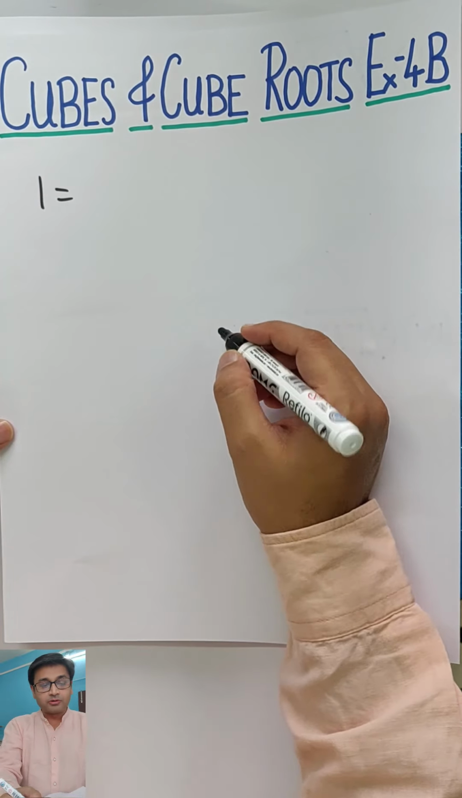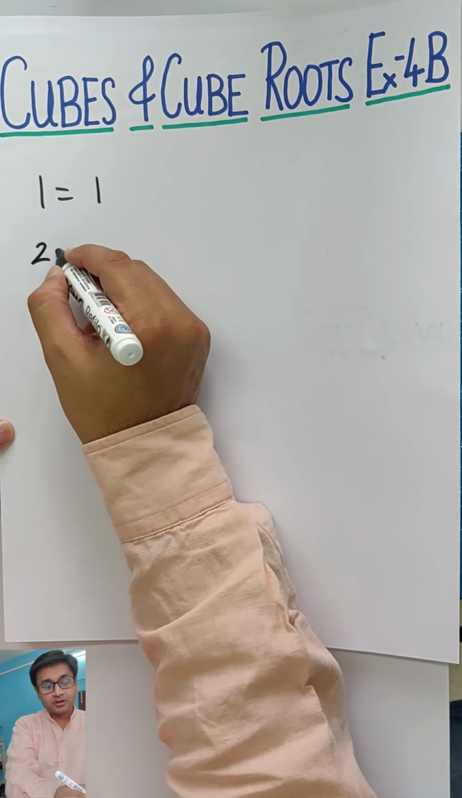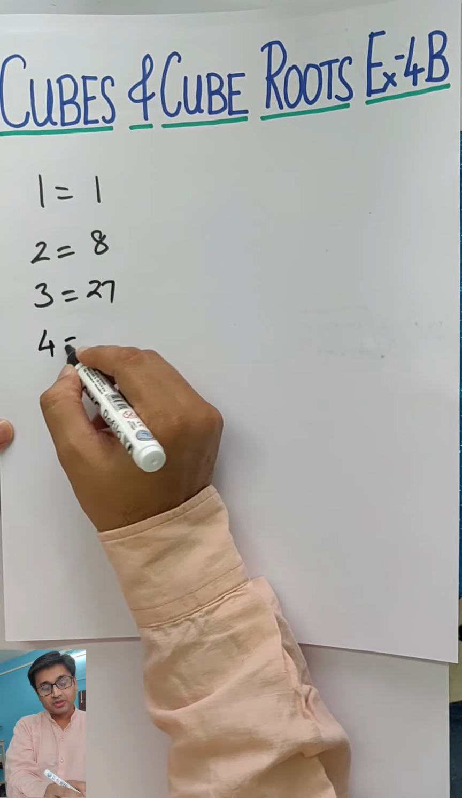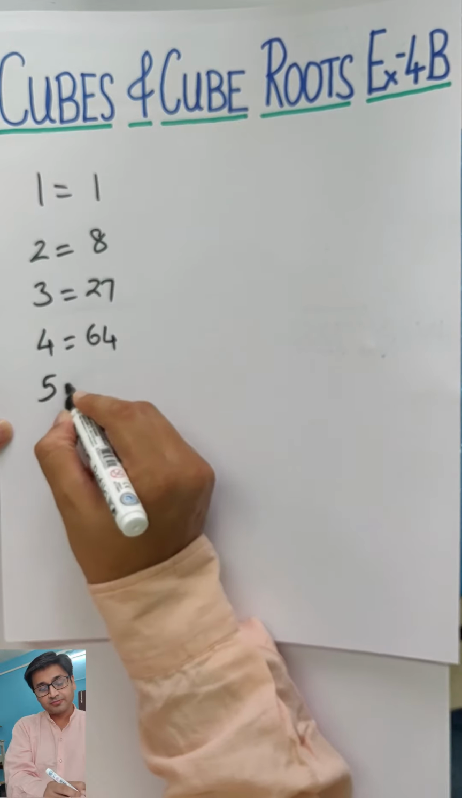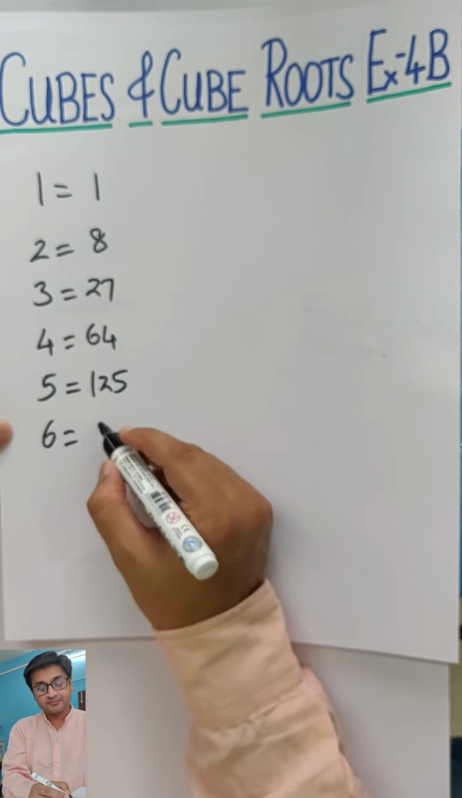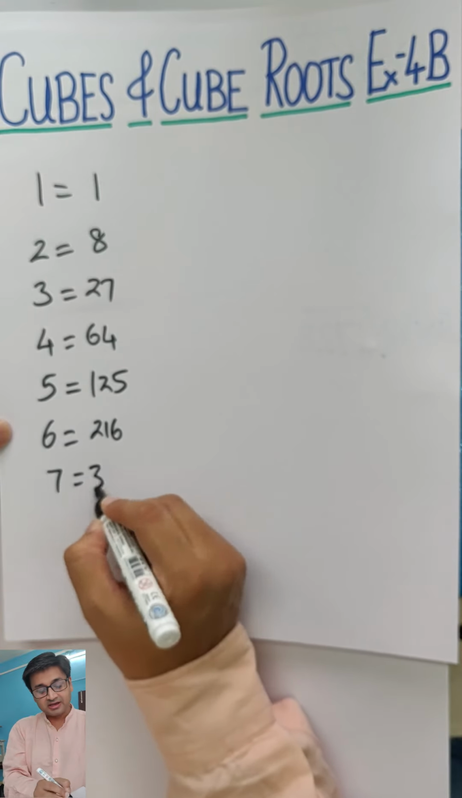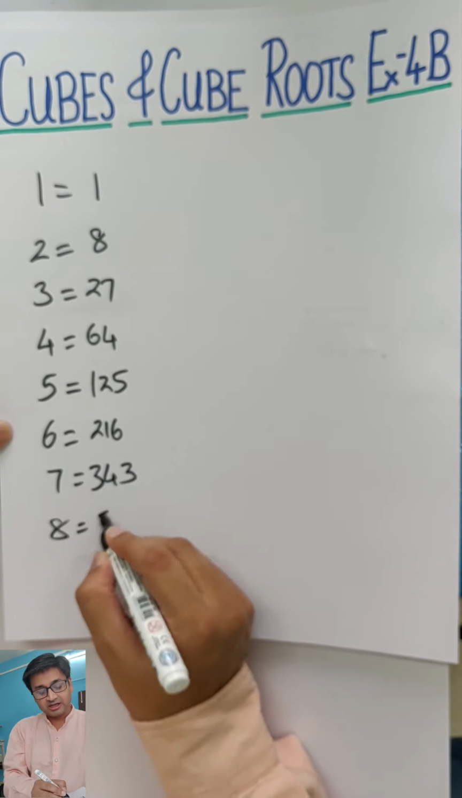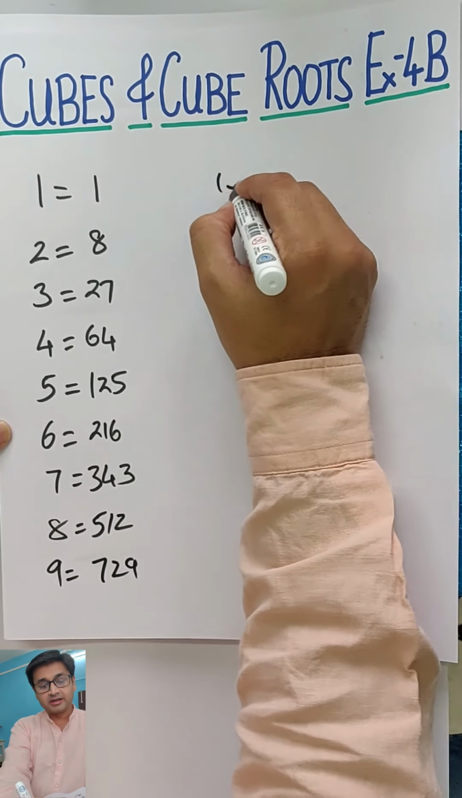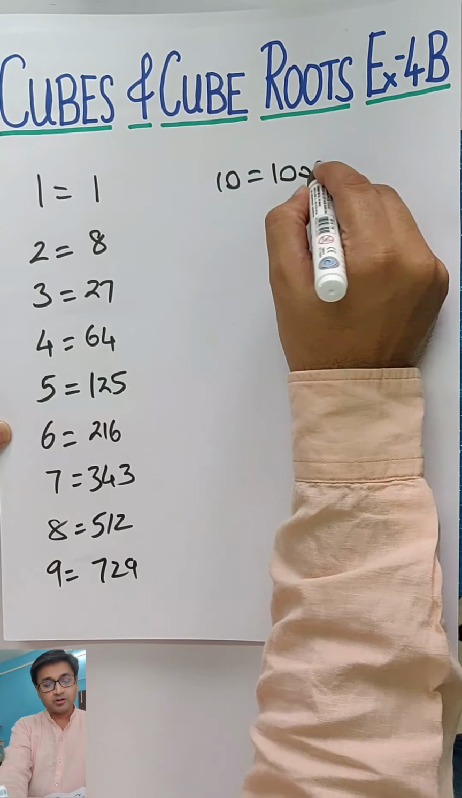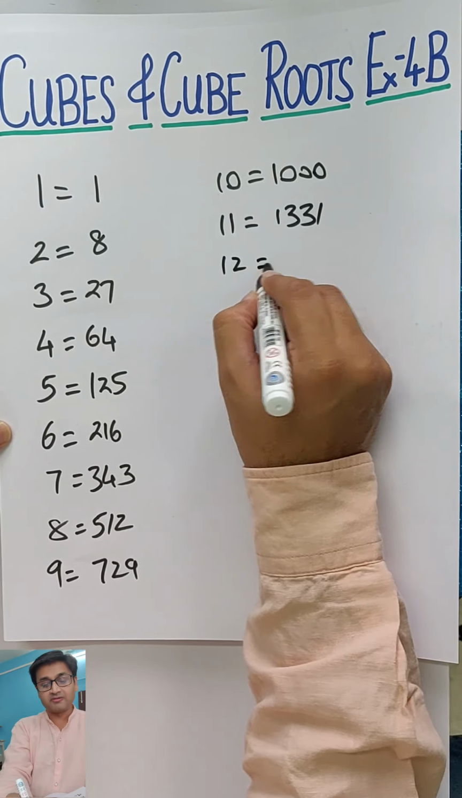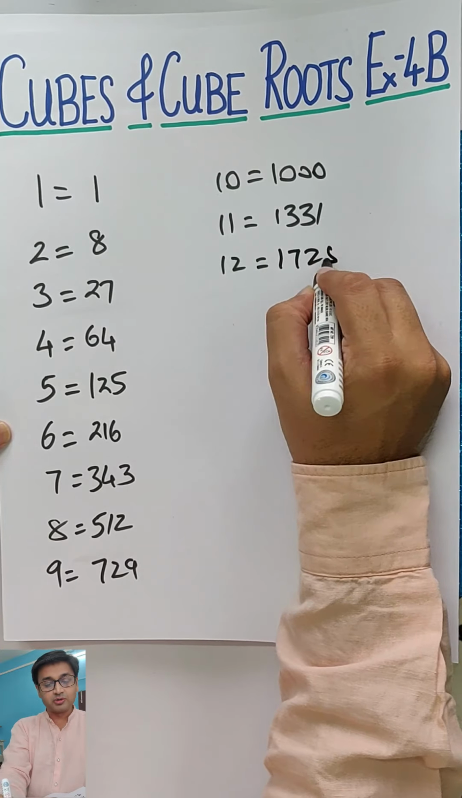Come on, everyone with me. 1 cube, 1; 2 cube, 8; 3, 27; 4, 64. Come on, tell me 5. Brilliant, 125. 6, 216; 7, 343; 8, 512; 9, 729; 10, 1000; 11, anybody remembers? 1331. 12, anyone knows? 1728.